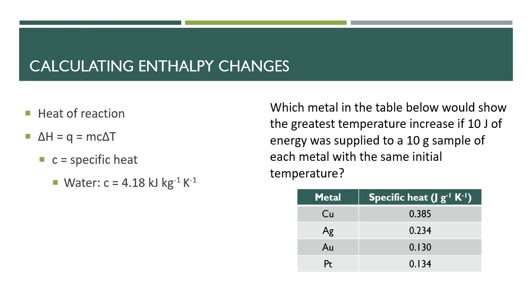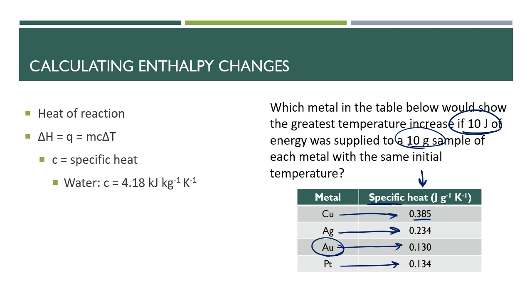So here I have a table of specific heats, and let's say that I am going to add 10 joules of energy to 10 grams of each of these metals, and they start at the same initial temperature. I want to figure out which one's going to get the warmest. So if we start them all at the same temperature, and I have 10 grams of each of them, and I add the same amount of energy, thinking about that specific heat and what specific heat means, which one's going to get the warmest? Copper requires 0.385 joules of energy to warm up 1 gram by 1 Kelvin. Silver needs 0.234, gold needs 0.130, platinum needs 0.134.